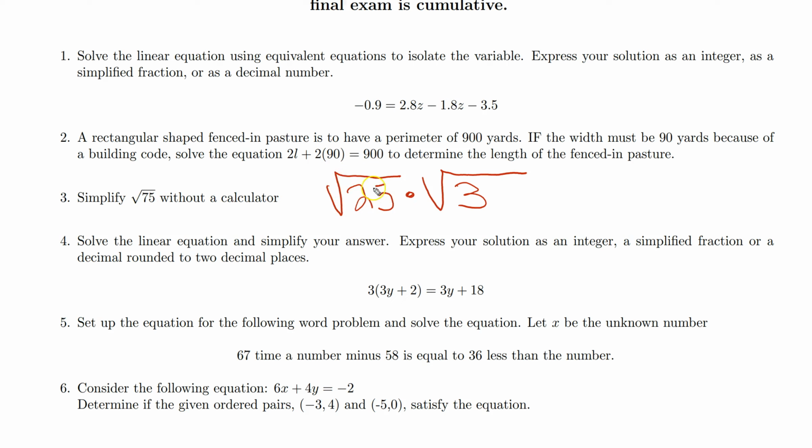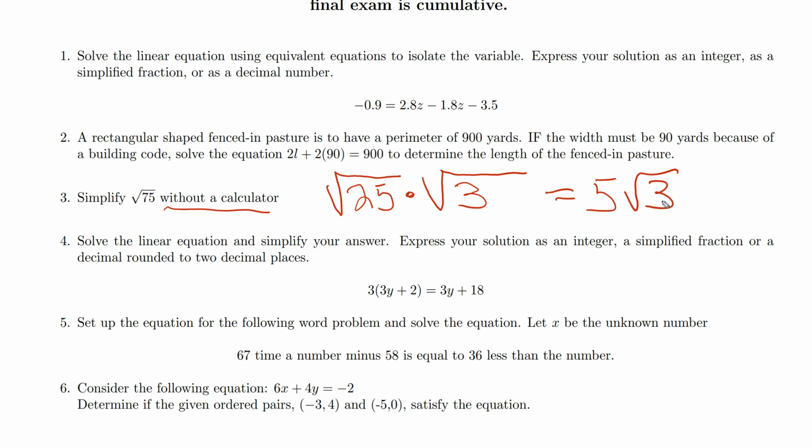But now I have under one radical sign the square root of 25. So we'll just do this one for you. This will become 5, the square root of 3. And we're not using a calculator. This is an exact answer. But it is irrational because the square root of 3 is irrational.